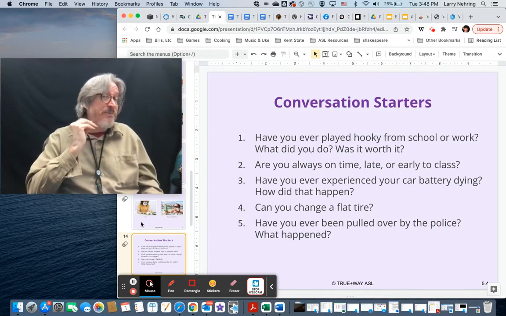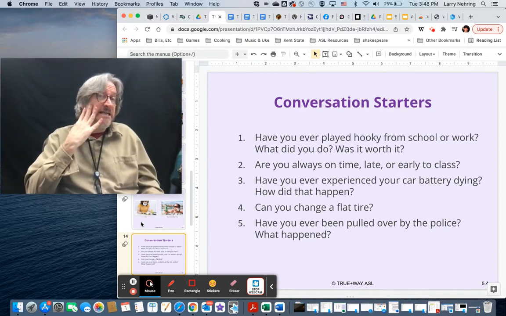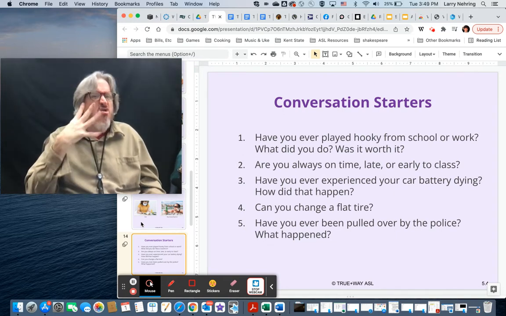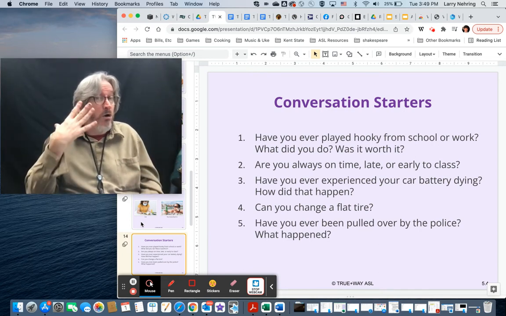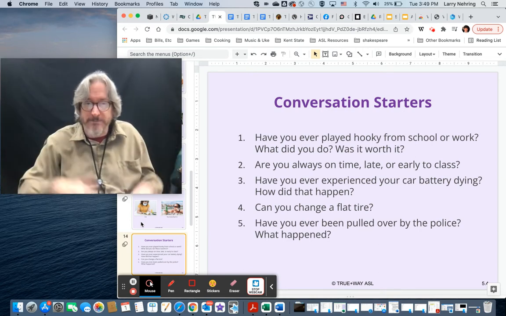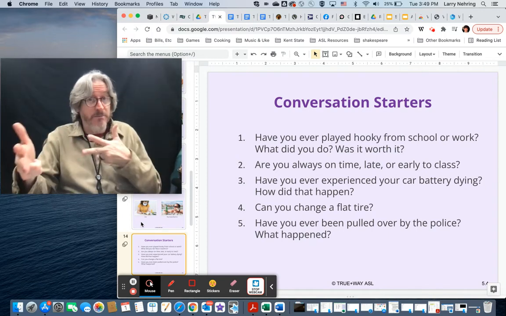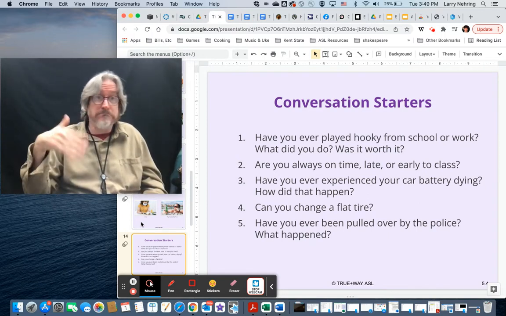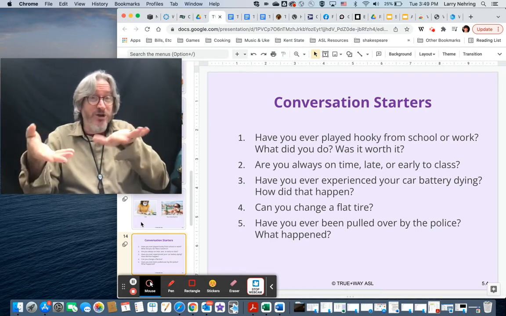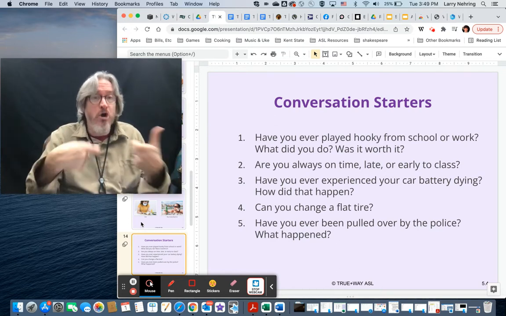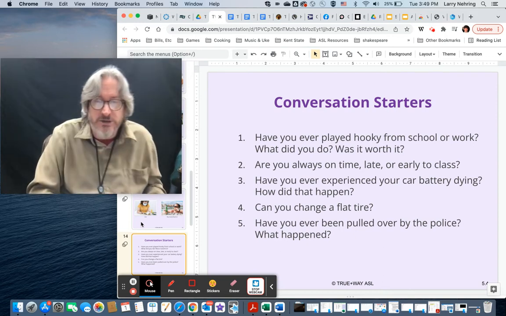Finish experience. Experience is you kind of brush your fingers across your cheek. Experience. Oh, I've had that experience. Experience, finish. Or experience, not yet. I've never done that. Someone who's never been pulled over, never experienced that. Battery, you can also die. The battery can die, or battery electric goes out.